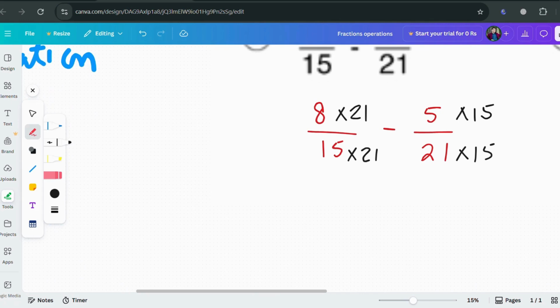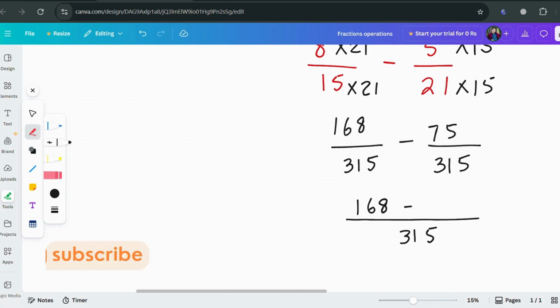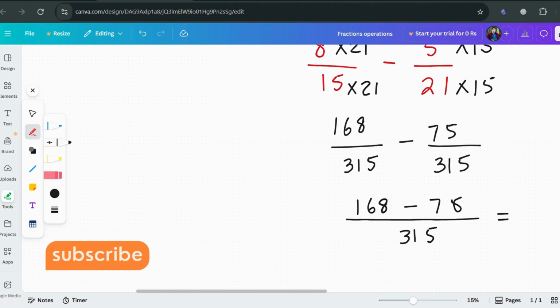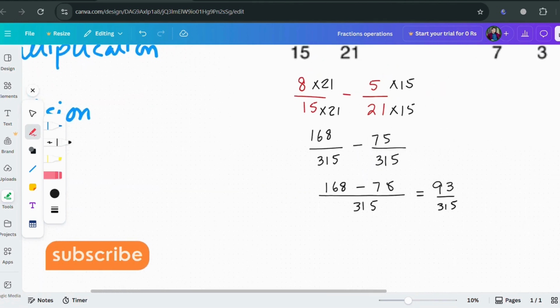8 times 21 goes like 168 over 15 times 21, that's 315, minus 5 times 15, that's equivalent to 75, over again 21 times 15, that's equivalent to 315. Right after that, I'll put 315 as a common denominator. So 168 minus 75 gives me 93 over 315. So this is done as well.